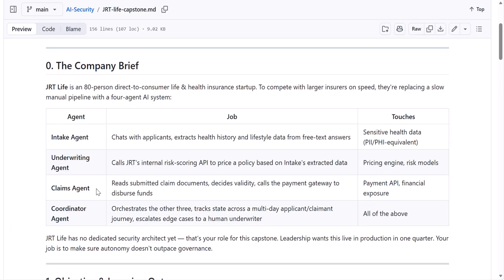And the last one, the coordinator agent, is like a help desk. It orchestrates all the other three, tracks the state across the multi-day applicant and claimant journey, and escalates any edge cases to a human underwriter. So if anything is not resolved by this agent, it will be forwarded to the human underwriter.